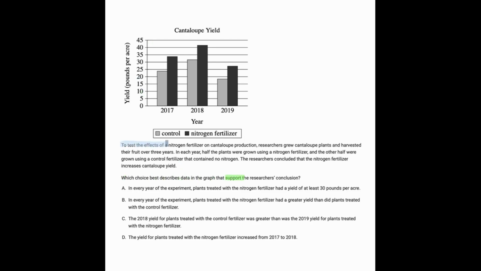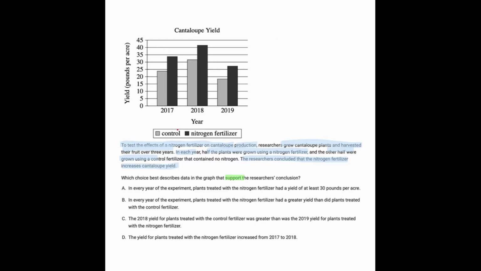To test the effects of a nitrogen fertilizer on cantaloupe production, they grew cantaloupe plants and harvested their fruit over 3 years. Each year, half the plants were grown using nitrogen fertilizer, the other half were grown using a control. The researchers concluded that the nitrogen fertilizer increases cantaloupe yield. So we're looking to find out how the nitrogen fertilizer increases cantaloupe yield.